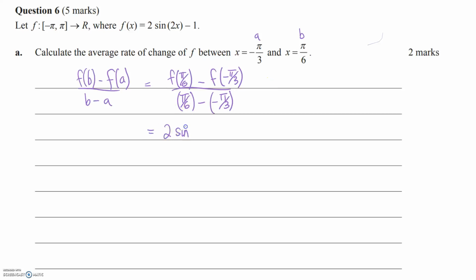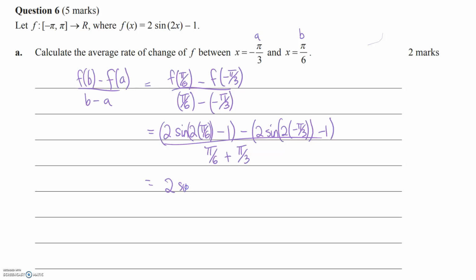Working down, we've got 2 sine 2 pi on 6, take 1, take 2 sine 2 negative pi on 3, take 1. So this is technically going to be that. Okay. Next step on this top row, I'm just going to make these slightly easier to work with. And this I'm just going to change to being pi on 6 plus 2 pi on 6.